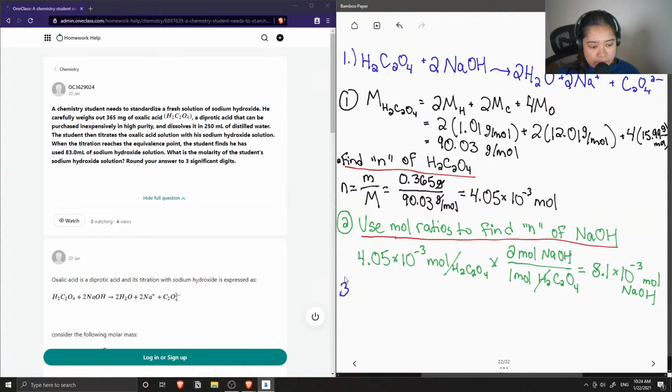So now step 3 is to calculate the concentration.